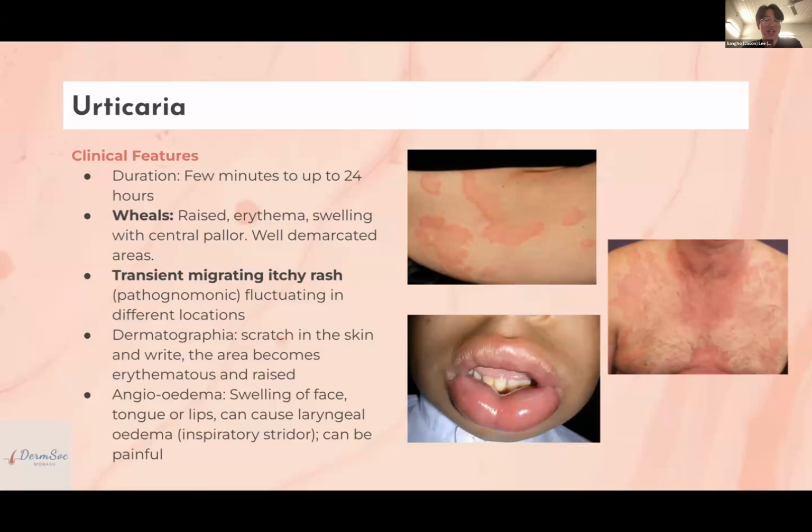So the hallmark feature for urticaria are these wheals, which are a transient, migrating, itchy rash, that you can see on the photos on the right. And they last for a few minutes up to 24 hours. If they last longer than 24 hours, then you'll be considering other differentials like urticarial vasculitis, for example. You'll find dermographism, which is where you scratch the normal skin and then it becomes erythematous and raised, similar to what you'll see on a wheal. And you commonly find angioedema as well, so the swelling of the face. And if it affects the laryngeal area, then it can cause respiratory stridor as well. So it can be potentially serious.